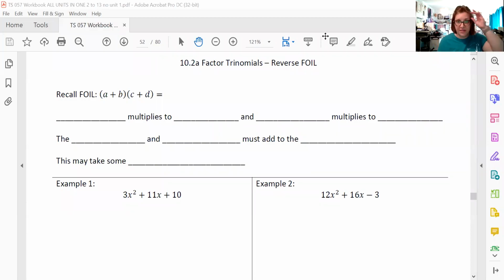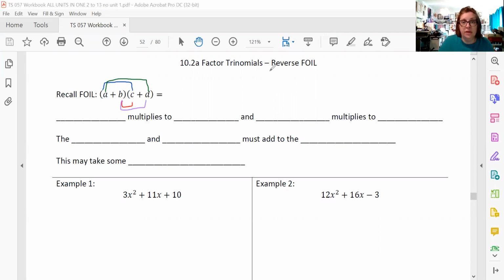10.2a, factor trinomials, reverse FOIL. Okay, so remember in the last unit when we were talking about foiling, when we had two binomials and we were multiplying them together, we did firsts, outsides, insides, and lasts.